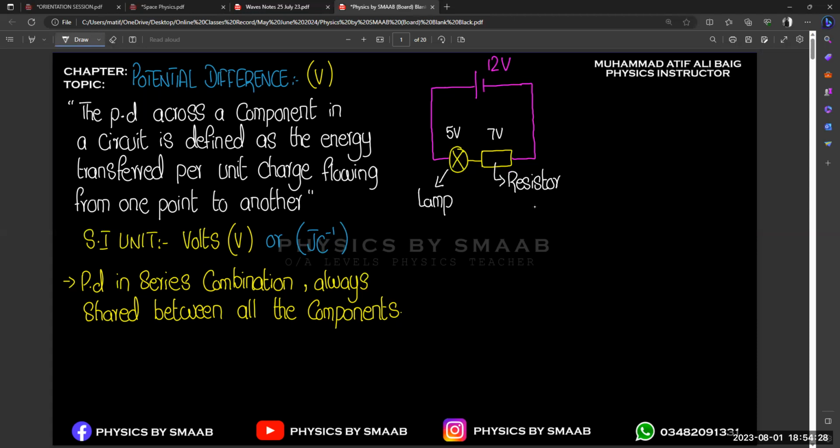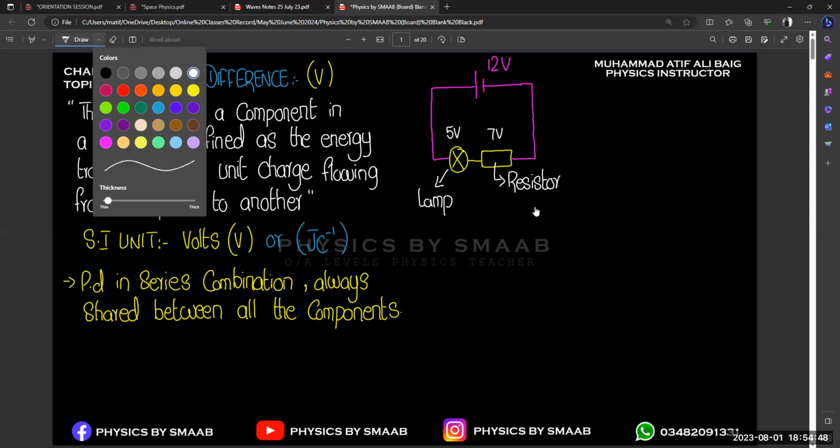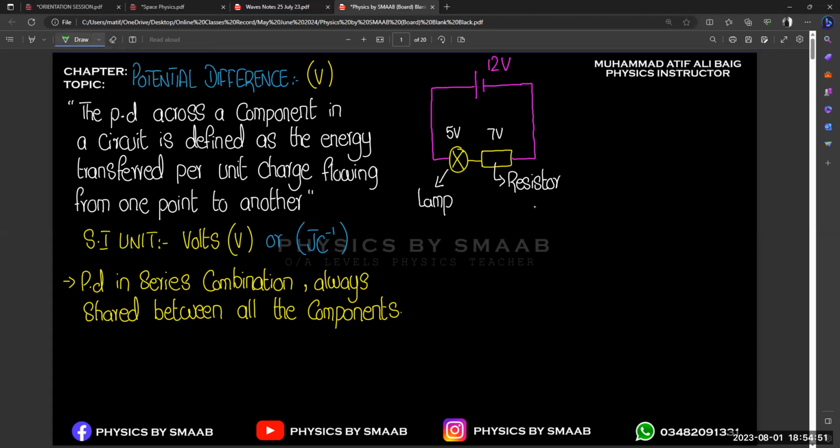And if we talk about the parallel combination, in parallel combination we know that voltage will remain the same throughout the circuit, right? And the next thing is the formula. If you want to calculate the potential difference, what is the formula to calculate potential difference? V equals to IR. So the potential difference is going to be I multiplied by R. So it's going to be the current multiplied by the resistance.